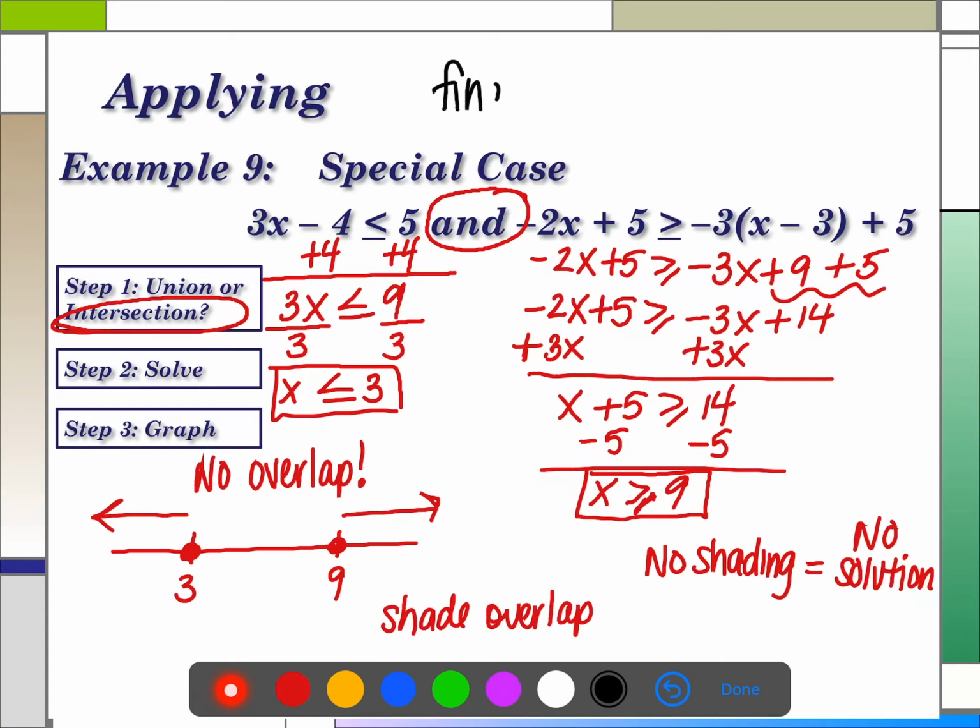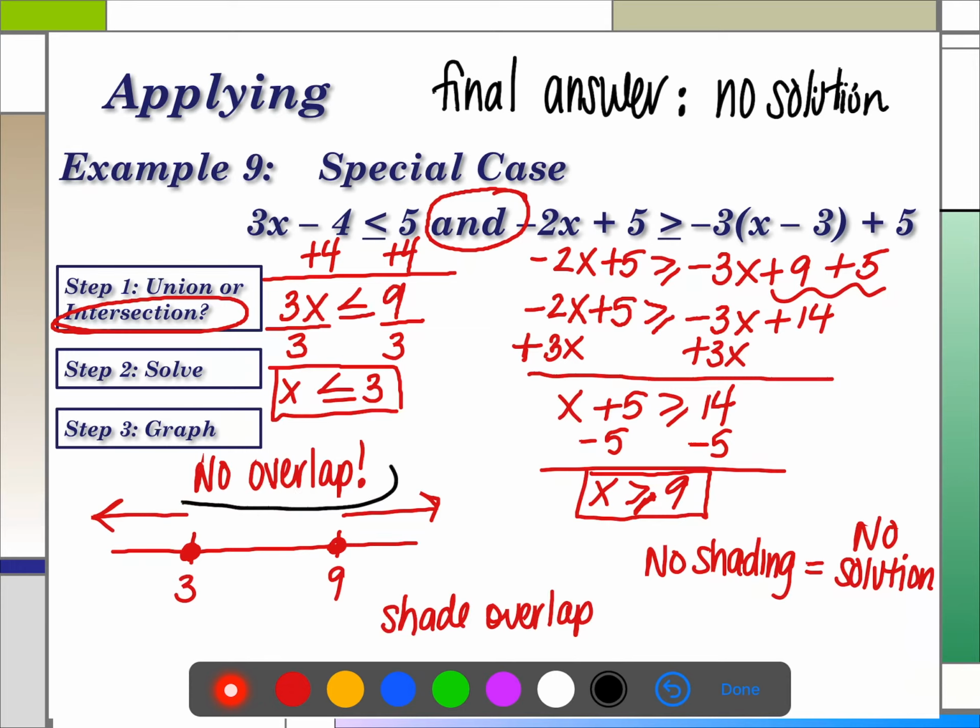Okay, so my final answer for this problem is no solution. And it's no solution because of the graph, because there is no overlap, and this is an intersection problem.